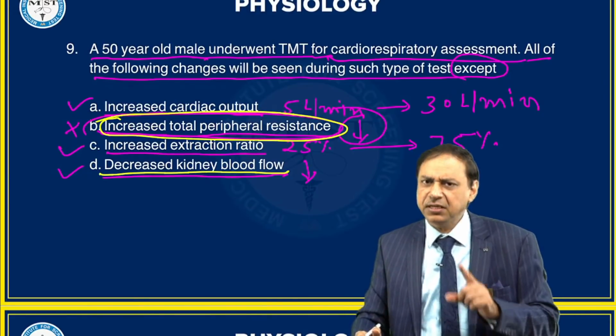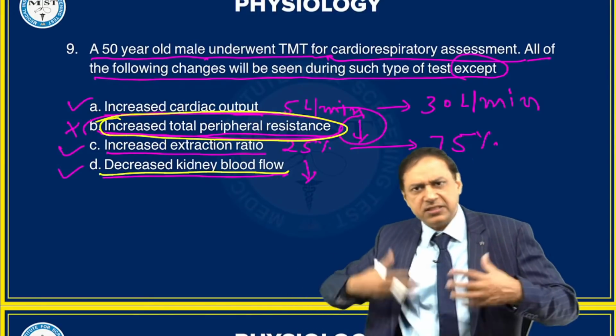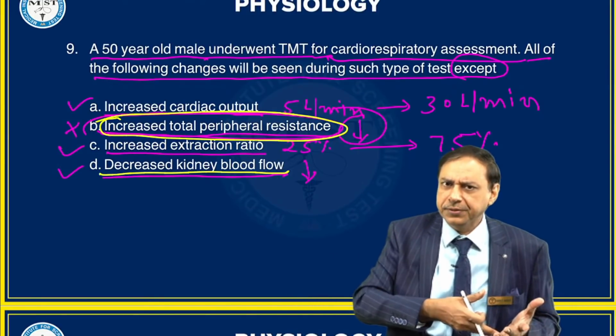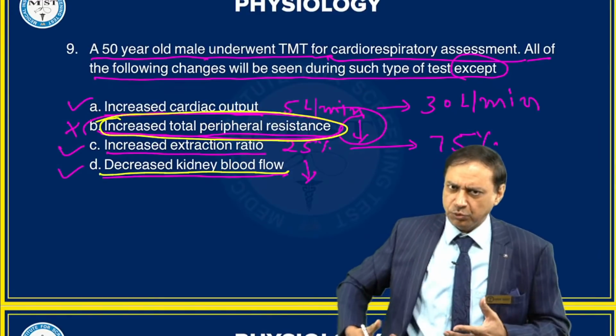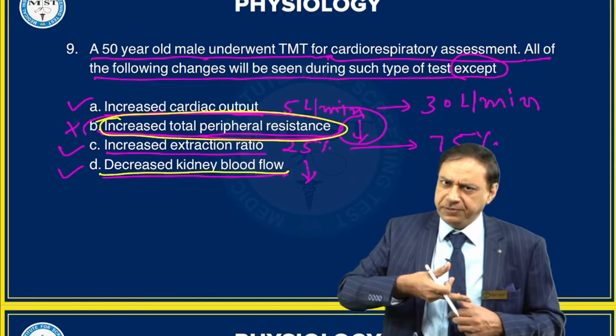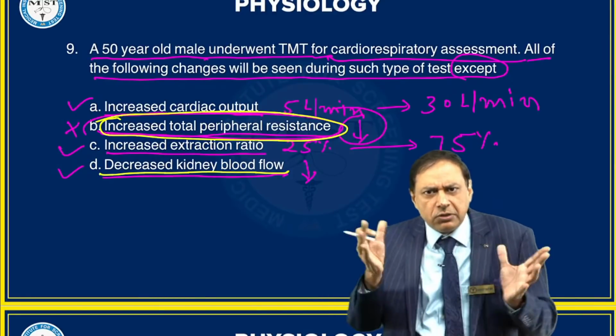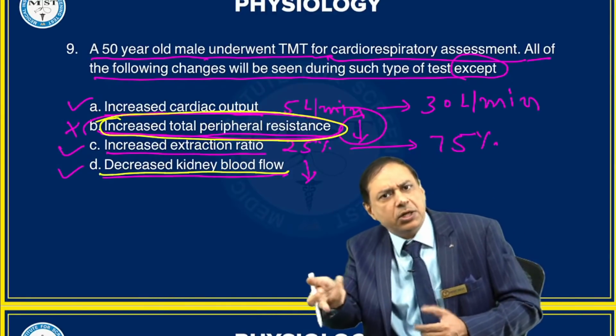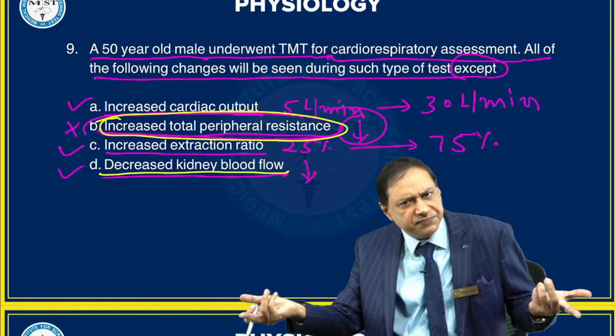More venous return, more cardiac output. More blood is coming, more is going. Because more blood is coming, CVP is increased. Because CVP is increased, the heart will contract with more force, so cardiac output will be more. This is Frank-Starling law.